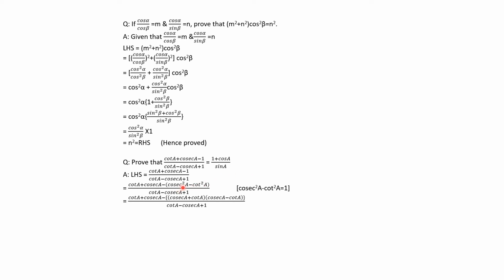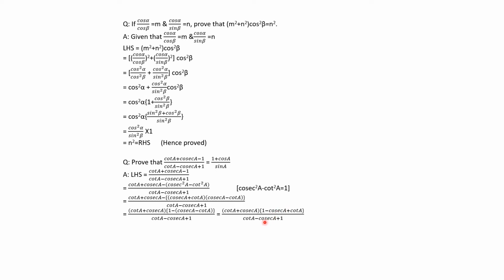So this cosec square A minus cot square A can be written as (cosec A plus cot A) into (cosec A minus cot A). Now in both the cases, cosec A plus cot A can be taken as common. So on taking common, we get (cot A plus cosec A) whole into (1 minus (cosec A minus cot A)) whole divided by cot A minus cosec A plus 1. If we open the bracket, we get (cot A plus cosec A) whole into (1 minus cosec A plus cot A) whole divided by cot A minus cosec A plus 1.